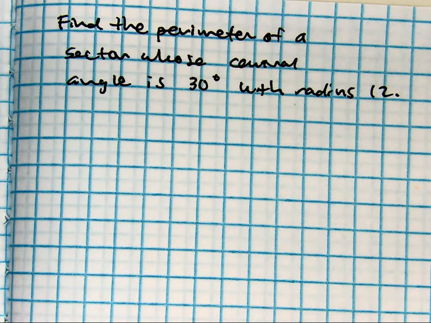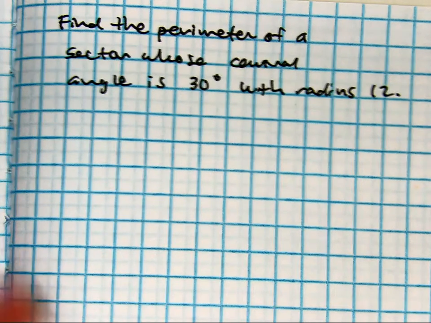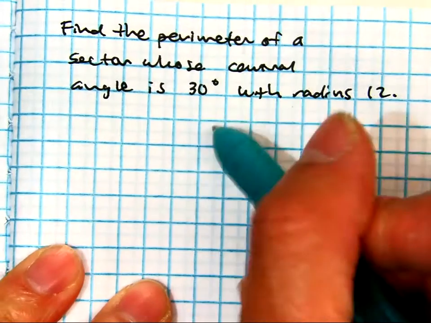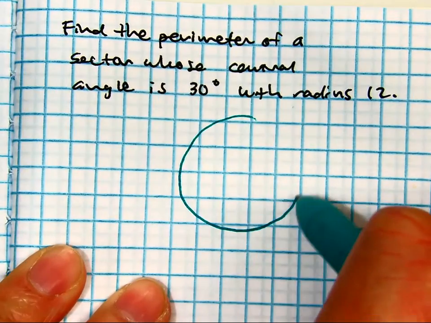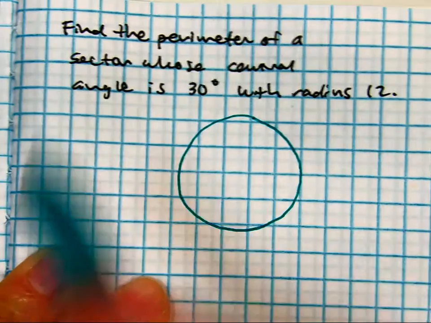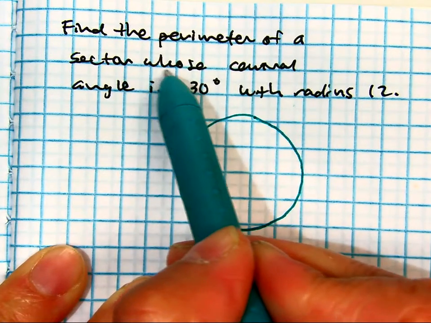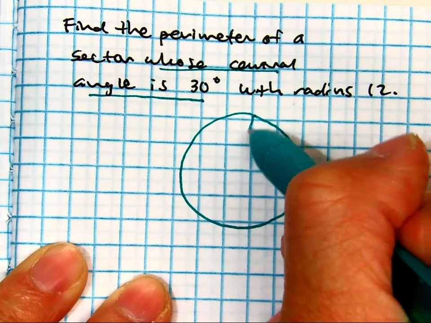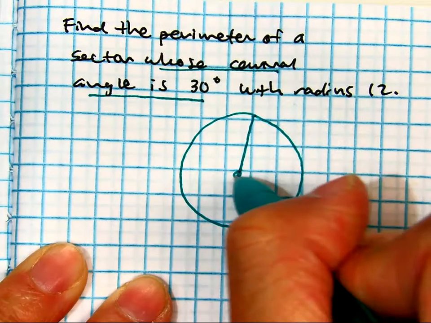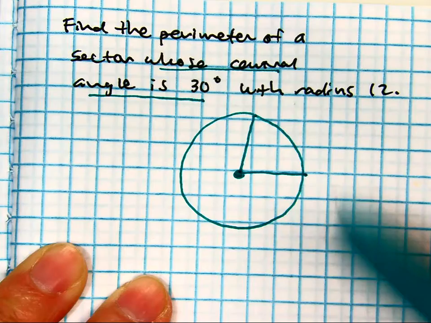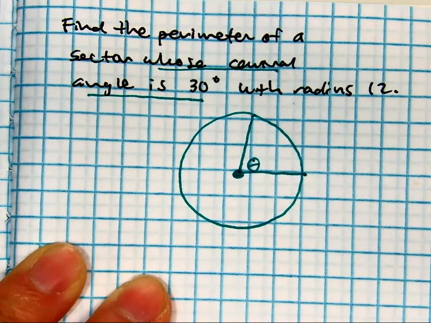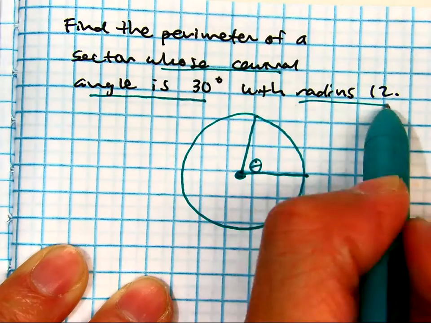Alright, this problem tells us to find the perimeter of a sector whose central angle is 30 degrees with a radius of 12. Let's draw a picture. Some information I have is the central angle. So I'm going to draw a pizza that has a central angle. There's the center of my circle. I'll call my central angle theta, with radius 12.